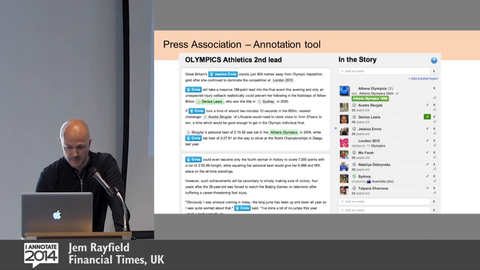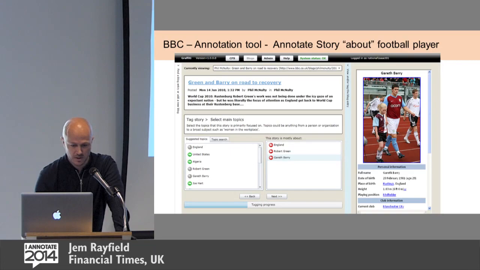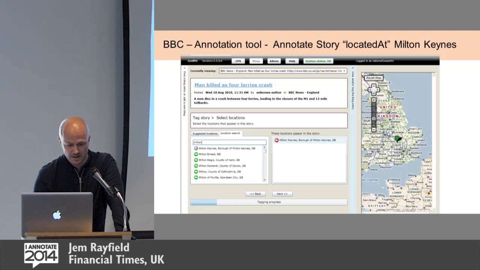At the BBC, they have an annotation tool that allows the journalists to apply concepts again, but you can see here that it's powered by linked open identifiers. So again, concept abstraction. It's found Gareth Barry, but it's Gareth Barry the football player, and not a scientist or a journalist, and they know exactly who they're tagging. Same with a geospatial location: you draw a graph and allow journalists to pick a particular location.